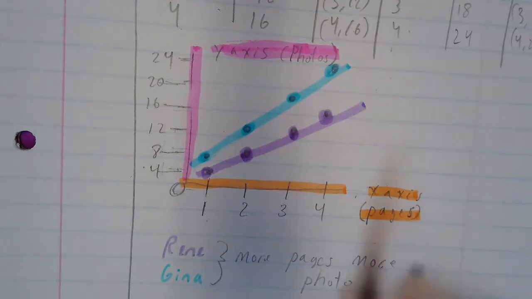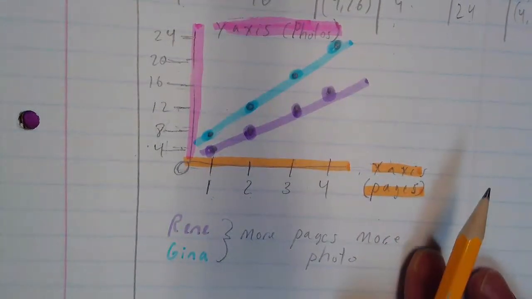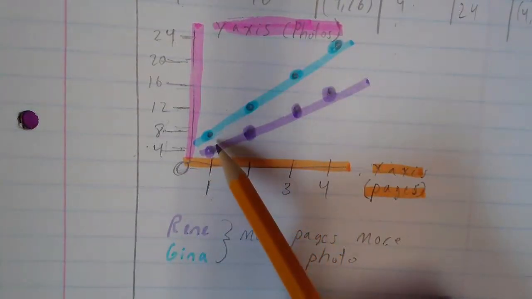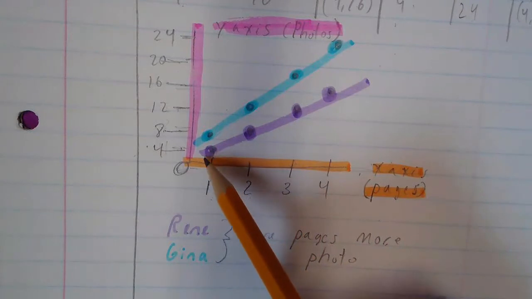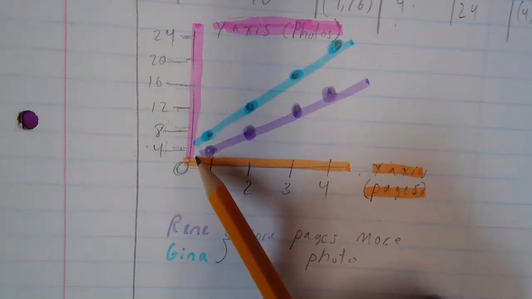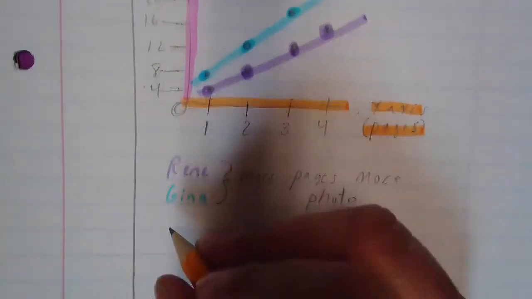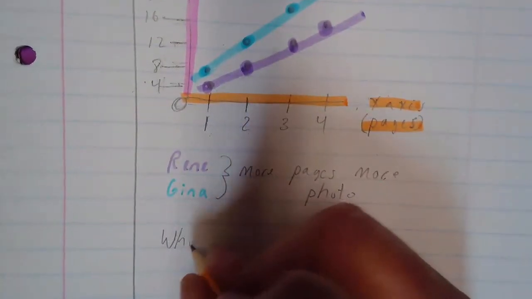But here's my question. Which line is steeper? Which line has a bigger angle? Which line, if I had to walk across, which one would hurt more? Because I'm kind of old here. It looks to me like Gina's line is steeper. So I'm going to write this question: which line is steeper?